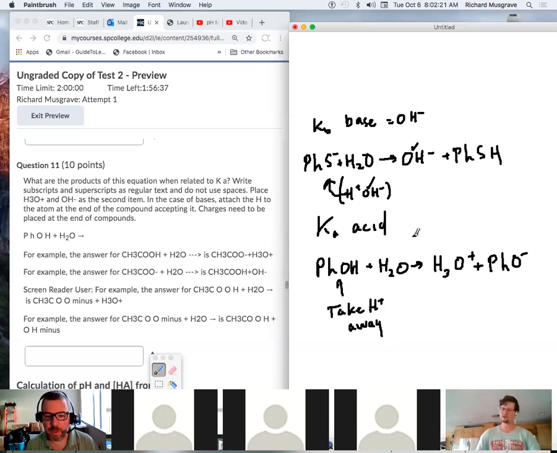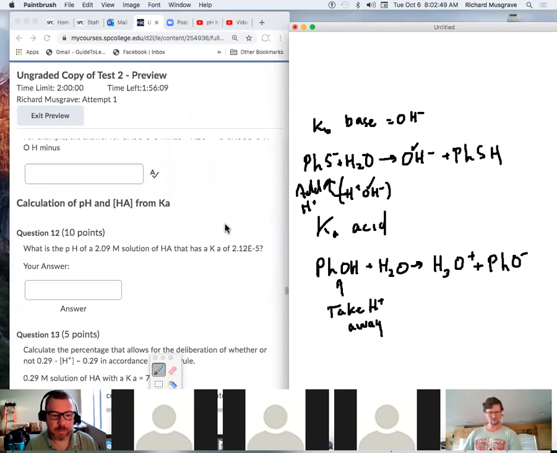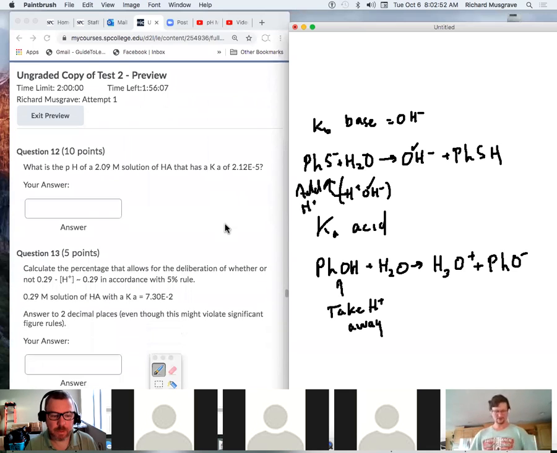So hopefully you can see the pattern here. In this instance, we're adding H plus for the KB. And in the KA, we're taking the H plus away, which I think makes a lot of sense. All right, does anybody have any questions about 10 and 11? Okay. All right, question 12. We're getting into a different question now on the test.